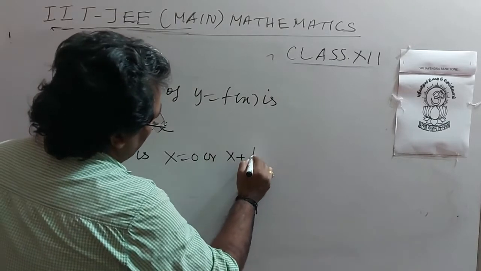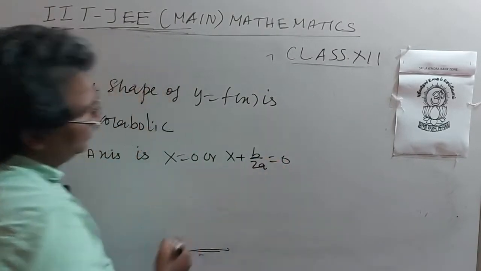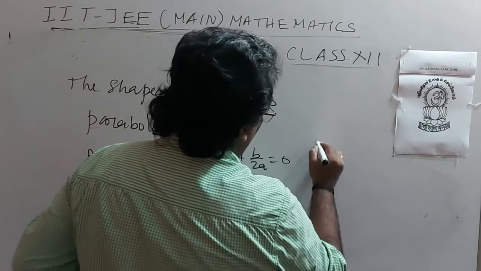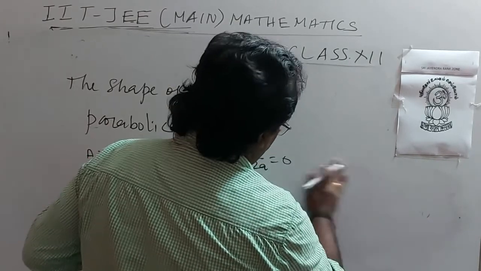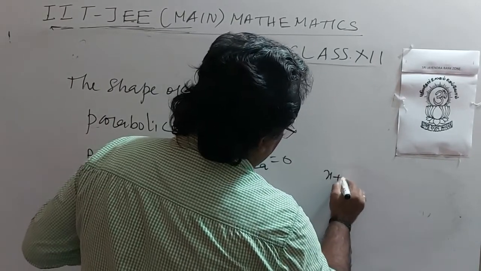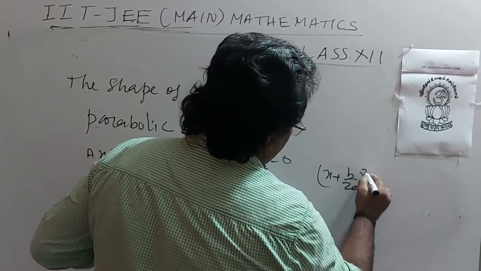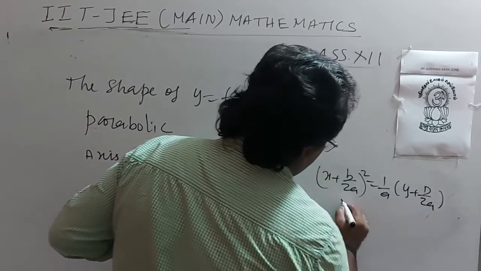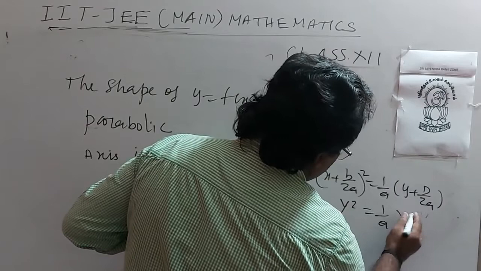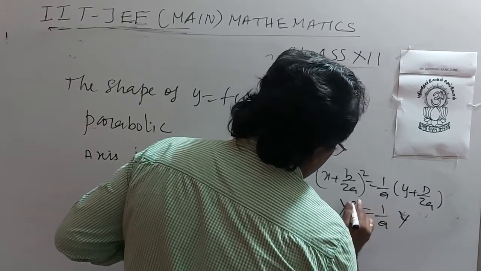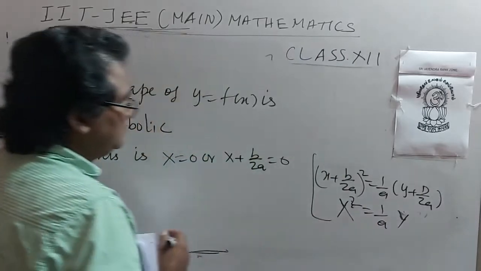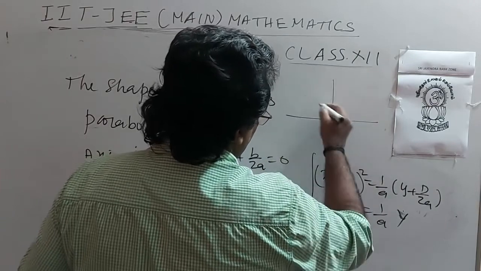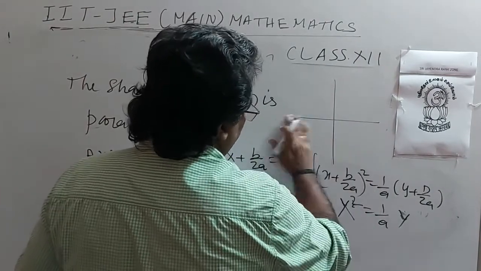or x plus b by 2a equal to 0. Y plus d by 4a, x plus b by 2a the whole square equal to 1 by a into y plus d by 4a, that is X squared equal to 1 by a into Y. So X is symmetric about Y axis, that is open upward.